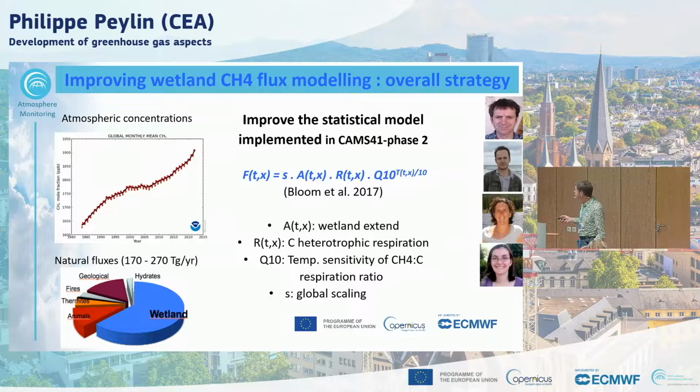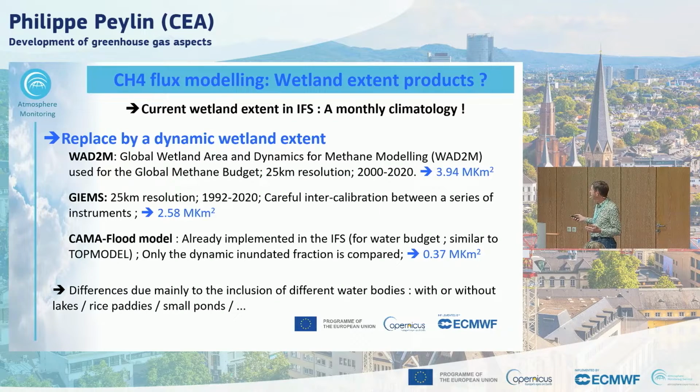So in this context, these are the people that are working on these aspects of the project. What we have done in the previous phase, in CAMS 41, is implement a statistical model in CTSL. Basically, it's a simple model where you have A, the wetland extent, R, the carbon available, and the Q10 function of the temperature, and of course, an overall global scaling factor. We had that model, and we want to improve it because it's still not capturing all the variability that we would like to have in IFS.